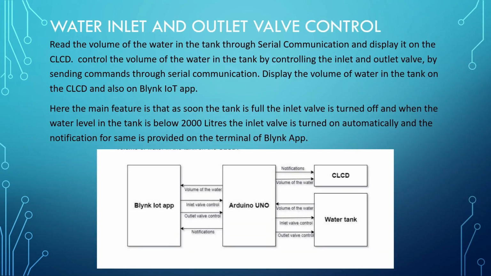Now let us see water inlet and outlet valve control. Read the volume of the water in the tank through serial communication and display it on the CLCD. Control the volume of water in the tank by controlling the inlet and outlet valve by sending commands through serial communication. Display the volume of water in the tank on the CLCD and also on the Blink IoT application. Here, the main feature is that as soon as the tank is full, the inlet valve is turned off, and when the water level in the tank is below 2000 liters, the inlet valve is turned on automatically and the notification for the same is provided on the terminal of Blink app.